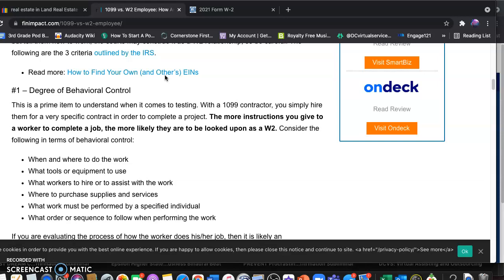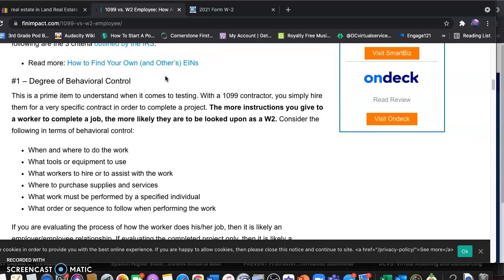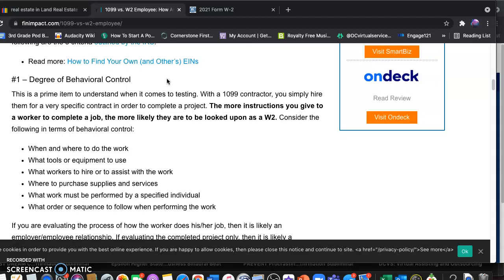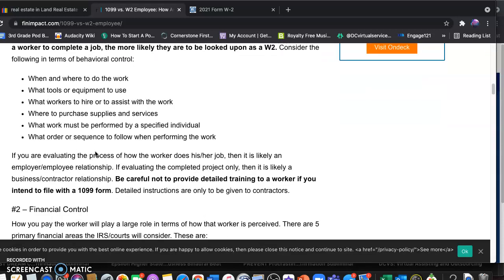Are you told when and where to work, what tools or equipment to use, what workers to hire and assist with work, where to purchase your supplies and services, what work must be performed by a specific individual, and what order or sequence to follow when performing the work? If you have little to no control, 9 out of 10 times you are a W-2 employee, whereas a 1099 contractor has more control over when and where they work and what equipment to use, etc.